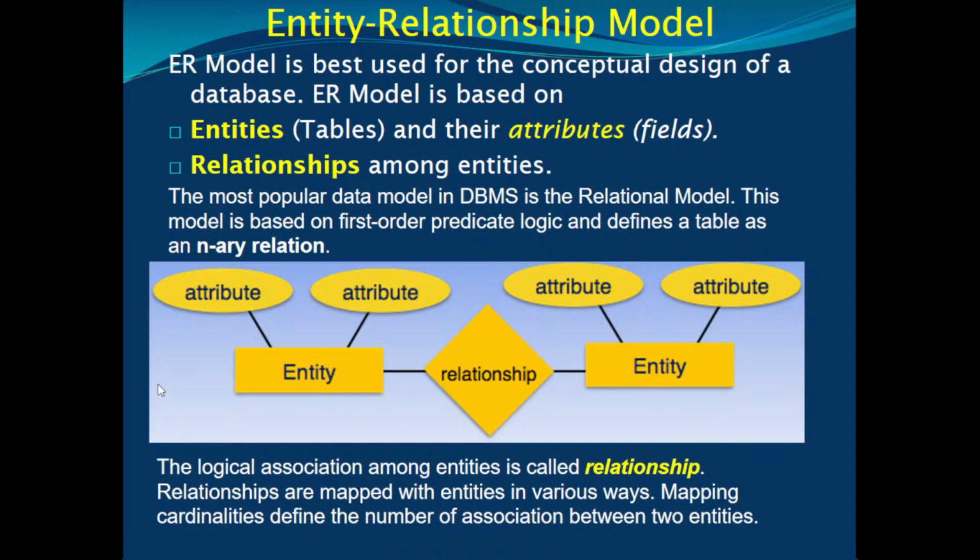The logical association among entities is called relationship. Relationships are mapped with entities in various ways. Mapping cardinalities define the number of associations between two entities.